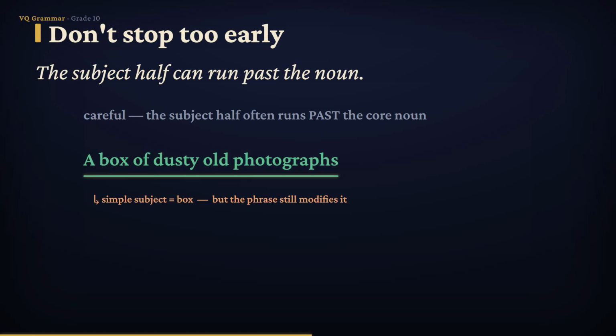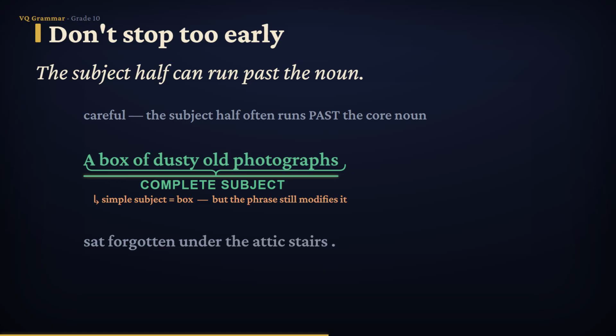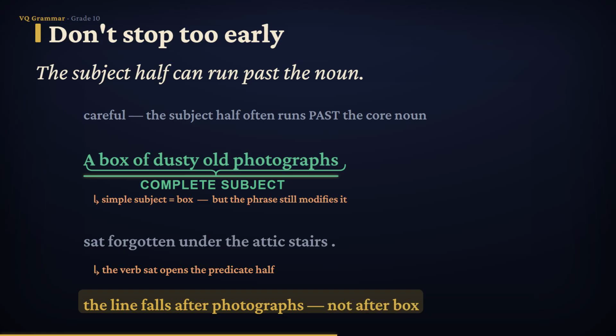That phrase tells us nothing about the verb. It tells us which box we mean. So it modifies box, which means it belongs on the subject side. The complete subject is the whole thing, all 5 words. The predicate half starts only when we reach the verb, sat, and runs to the end of the sentence. So the line falls after photographs, not after box.